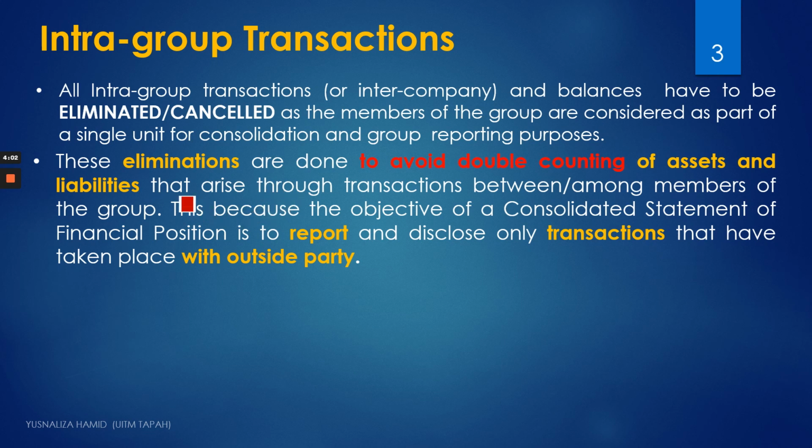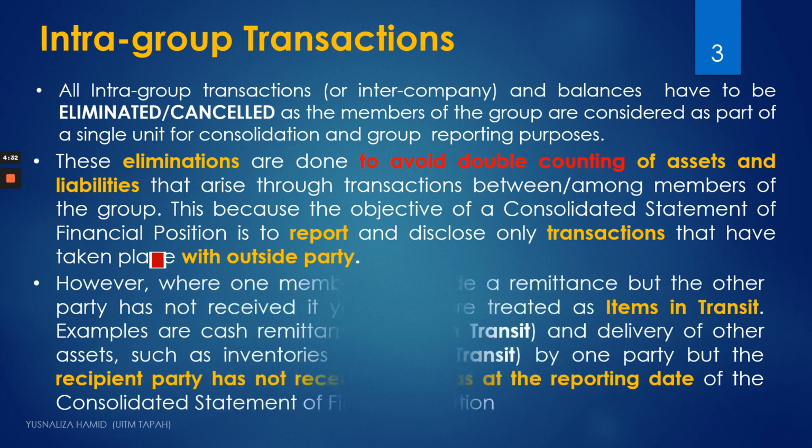Therefore, it has to be eliminated to avoid double counting, as the objective of the consolidated statement of financial position is just to report and disclose transactions that have taken place between the group and the outside party or the third party, between the subsidiary and the outside party, and also between the parent and the outsiders or third parties.